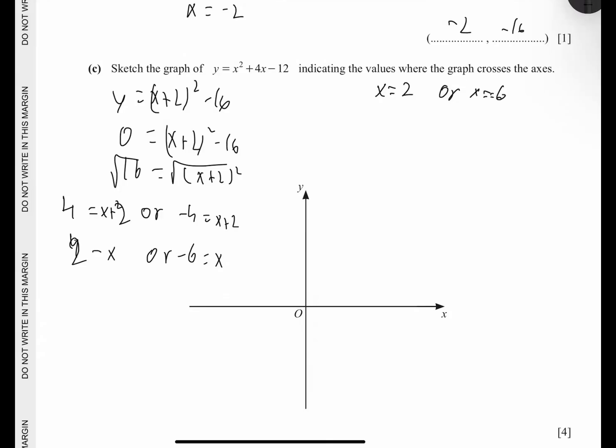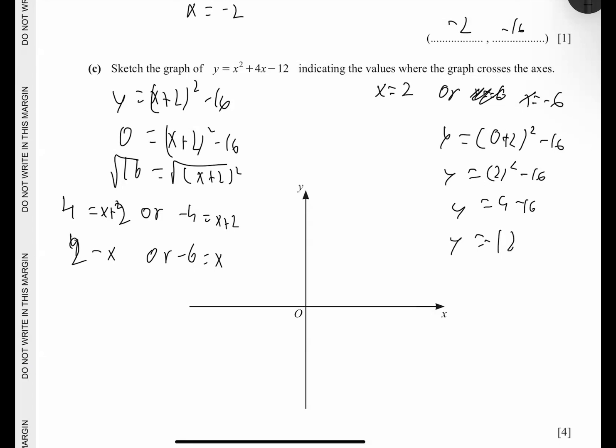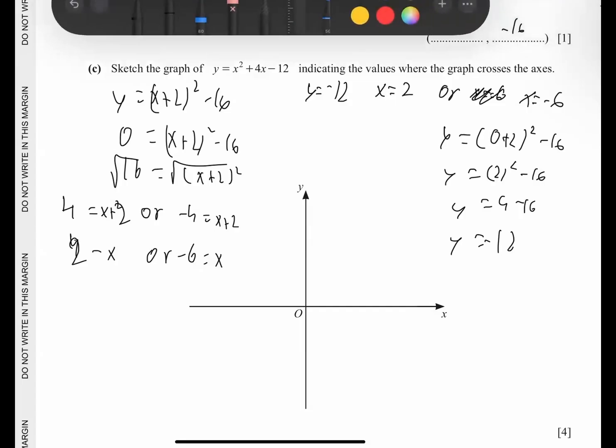We have the x-intercepts, and now we need the y-intercepts. So for the y-intercepts, we're going to put x as 0 in the equation. So 0 plus 2 whole square minus 16. So y is equal to 2 whole square minus 16. So y is equal to 4 minus 16. Y is equal to minus 12. Now that we have everything, all we need to do is draw the graph.